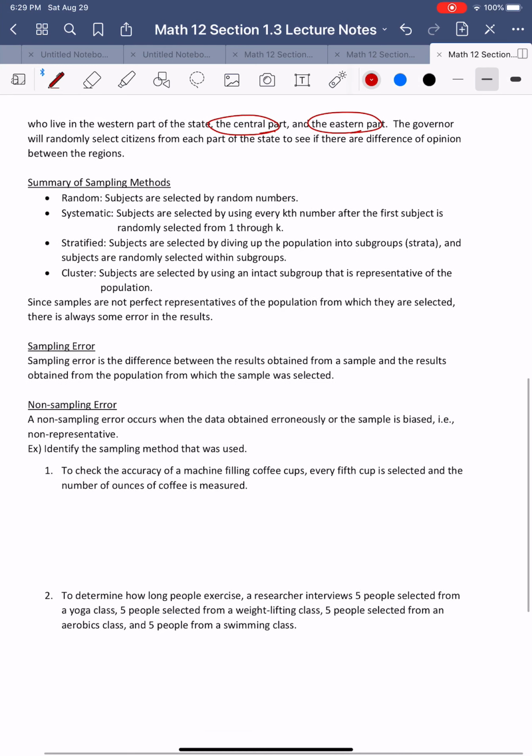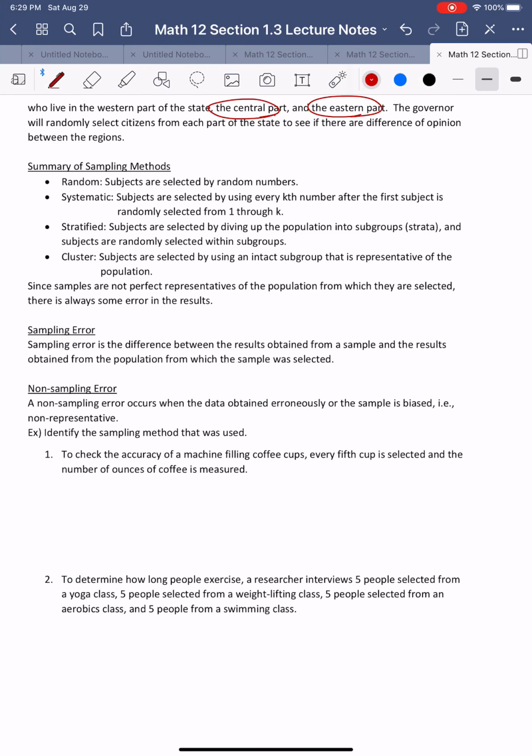So, a summary of the sampling methods. Random means subjects are selected by random numbers. Systematic means subjects are selected by using a case number after the first subject is randomly selected. Stratified means subjects are selected by dividing the population into subgroups, and then the subjects are randomly selected within the subgroups. Cluster means subjects are selected by using an intact subgroup, and that represents the whole population.